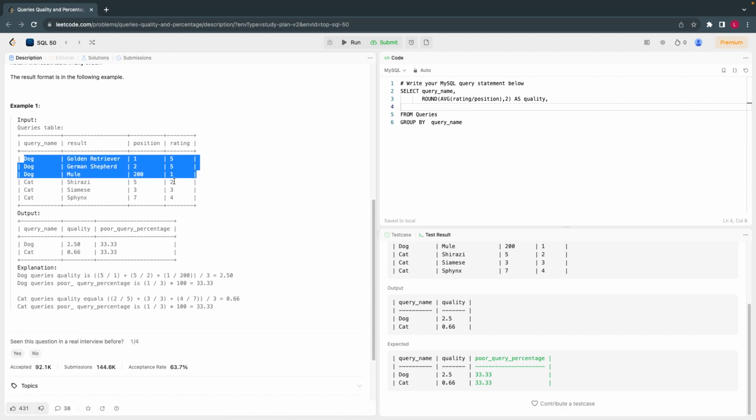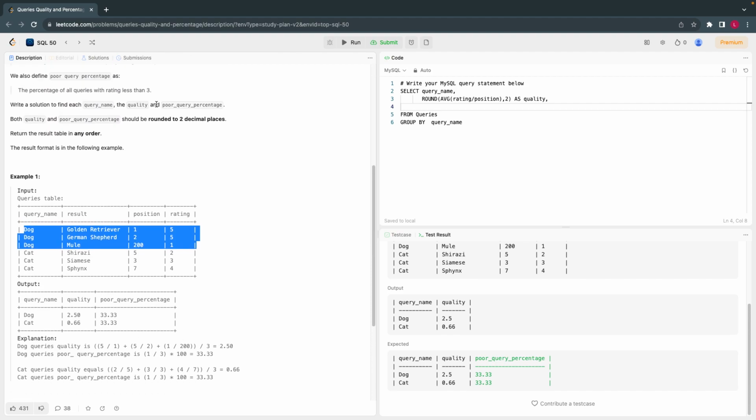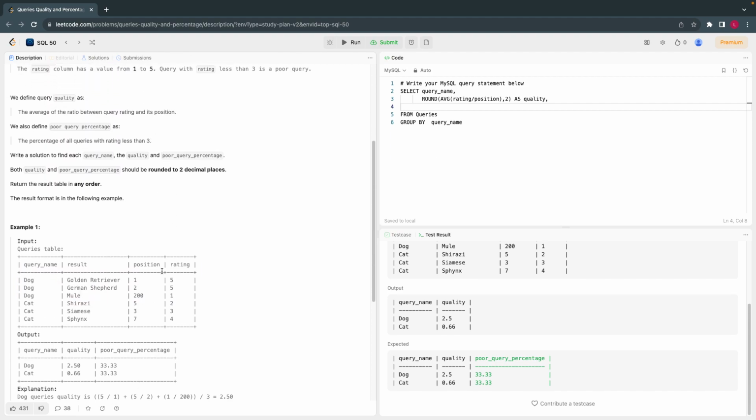So we have to take all. So percentage, how do you calculate? Total number of records matching that condition divided by total number of records for that query name. So what I mean by that is, how many are matching this condition, less than 3? Only one record is matching which is less than 3. And how many total records are there?